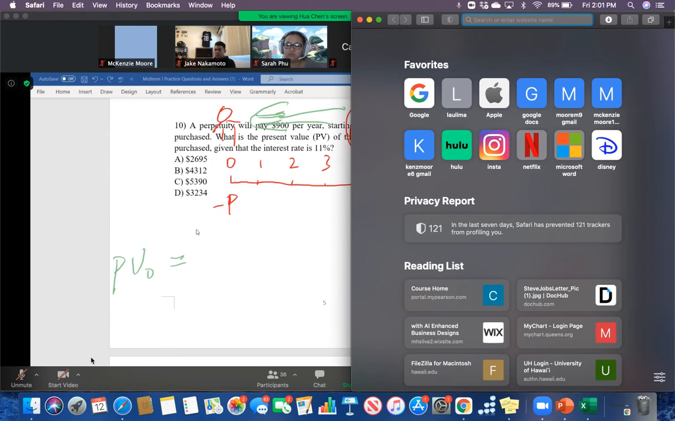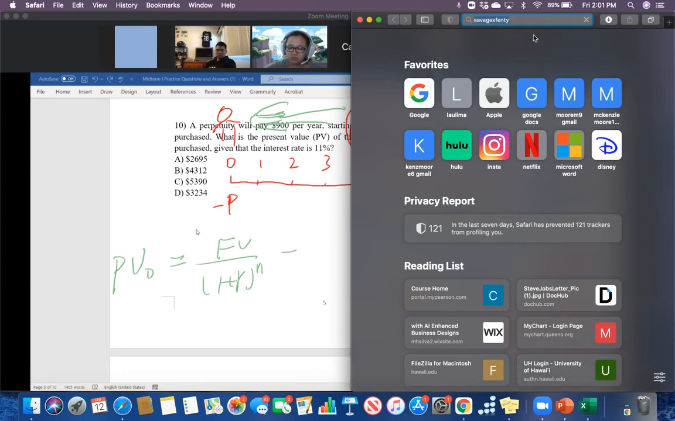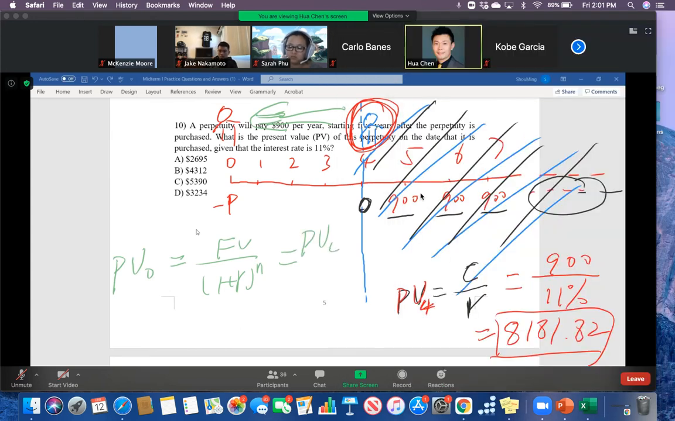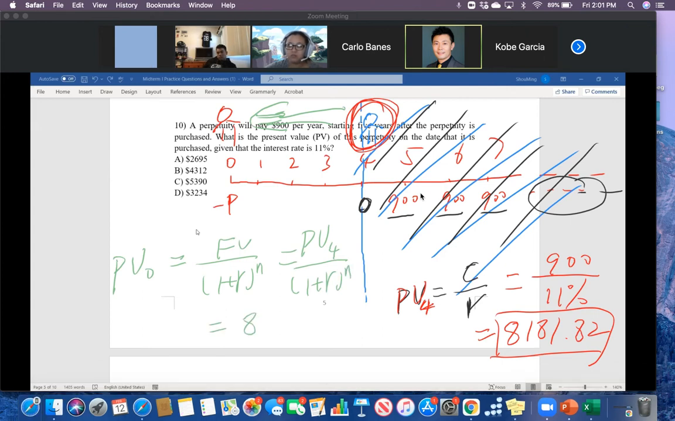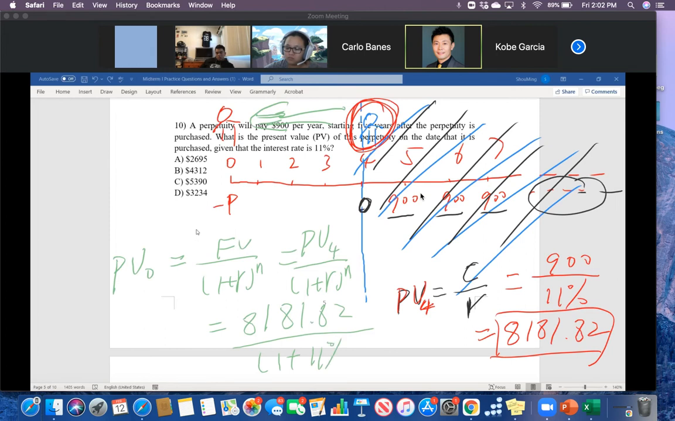So the present value simply equals the future value divided by 1 plus r with the power of n. We have used this formula so many times. What is the future value? The future value is simply the value in year 4. Value in year 4, 8,181.82, divided by 1 plus 11% with the power of 4. By doing that, you can easily calculate how much money you need to pay to have this property. That is exactly the present value today, and the correct answer is C.